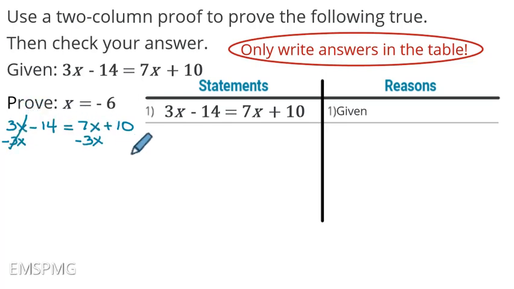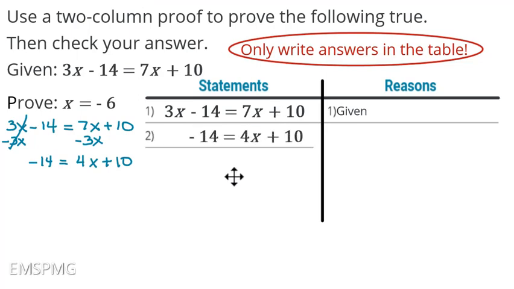And therefore, those cancel out. So I'm left with negative 14 equals 7x's minus 3x's equals 4x's plus 10. Everything else drops down. And guess what? This is exactly what's going to go in step number 2 in your proof. So step number 2, I've got a new answer, a new step that I've figured out. And that's exactly how it's going to be written in your table.